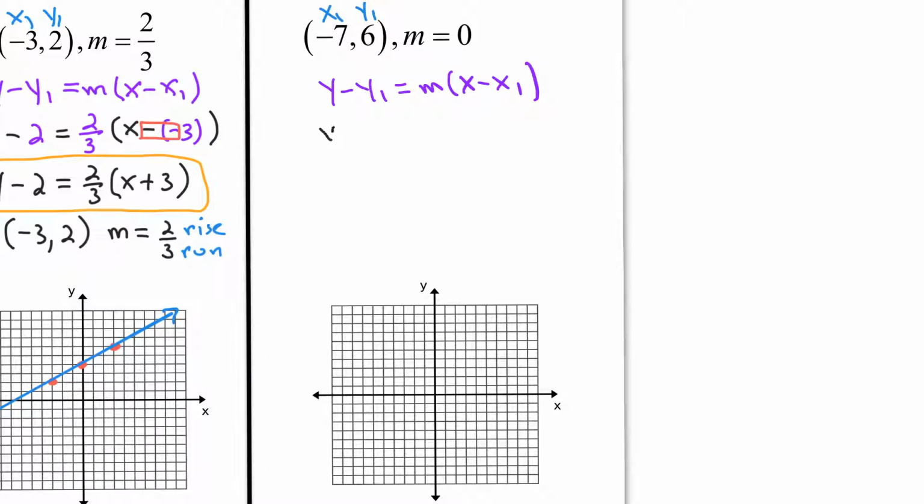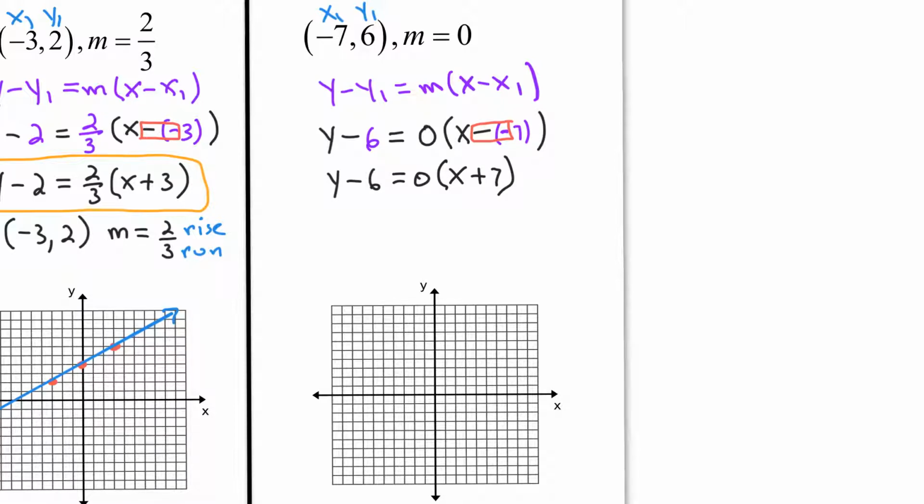I have y minus y1, and y1 is positive, so I'm just going to put a 6 right there. And then we have equals m is 0, so you put a 0, the slope is 0, times the quantity of x minus, now my x1 is negative 7, so I'm going to have to use parentheses because I have a double negative. Negative 7 goes here, and you guys will simplify the double negatives. I do have a negative inside this parentheses and a negative outside of that parentheses. So double negative turns into positive. So I'm going to have y minus 6 equals 0 times the quantity of x plus 7.